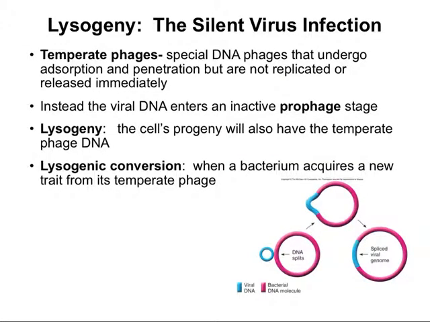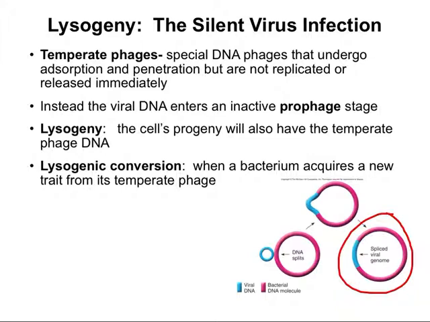There's an additional component to bacteriophage infection. They can be in either a silent phase or a lytic phase. The silent phase is called the lysogenic phase or lysogeny. In this phase, there are temperate phages. These temperate phages are special DNA phages that undergo adsorption and penetration, but they're not replicated or released immediately. Instead, the viral DNA is incorporated into the bacterial genome, and so it enters the inactive prophage stage.